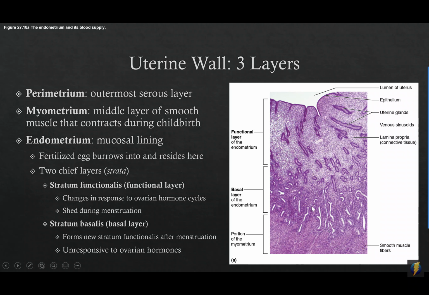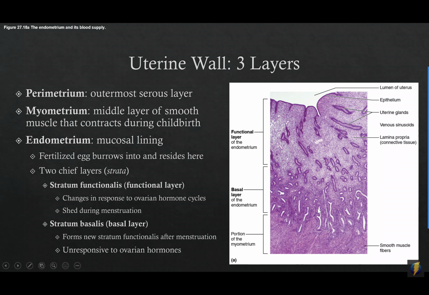Now, the endometrium has 2 layers, strata. There is the upper layer, which is the functional layer of the uterus, the stratum functionalis. And this is the part that thickens and changes according to the hormonal cycle monthly.